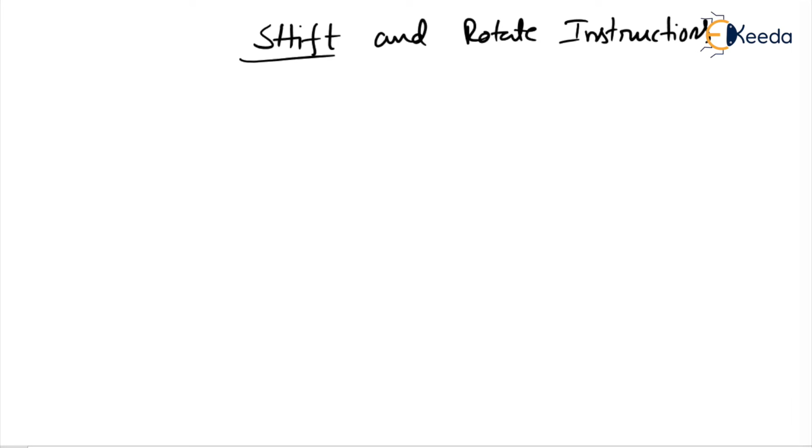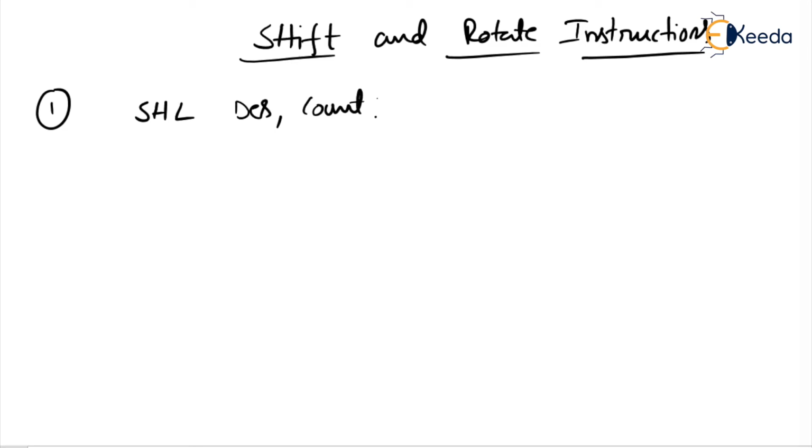So the first one is shift and rotate instructions. The first one is shift left, SHL, destination, count. How many bits do we have to shift? It shifts the bits of the byte or word left by count. Shift left means it goes left by count 1.